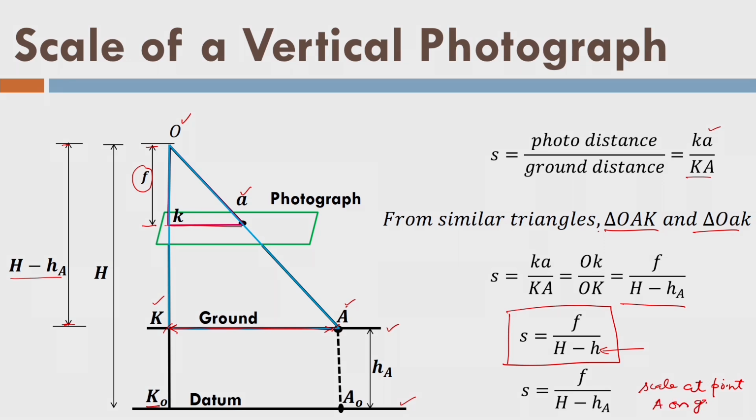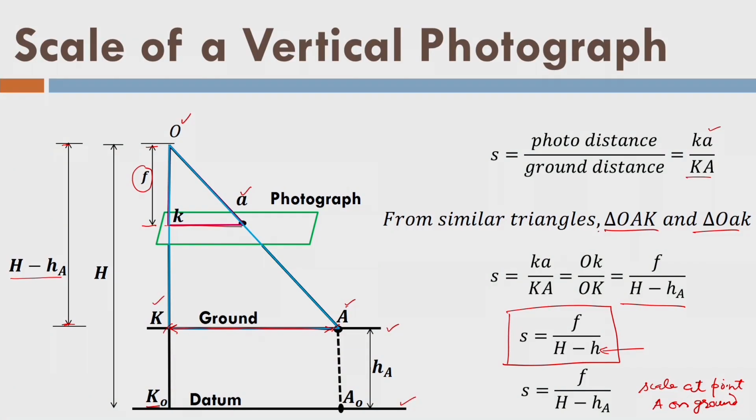A on ground. So, because hA is above the datum, you will get better scale or higher scale on the photo. Similarly, what if the point A is below the datum? In that case, S is equal to f upon H minus of h, because this height h is measured below the datum, that is why I am putting minus h, and as a result I will get H plus h. So, if a point is below datum, I will get inferior scale or smaller scale, but if a point is above the datum, I will get the better scale or superior scale.